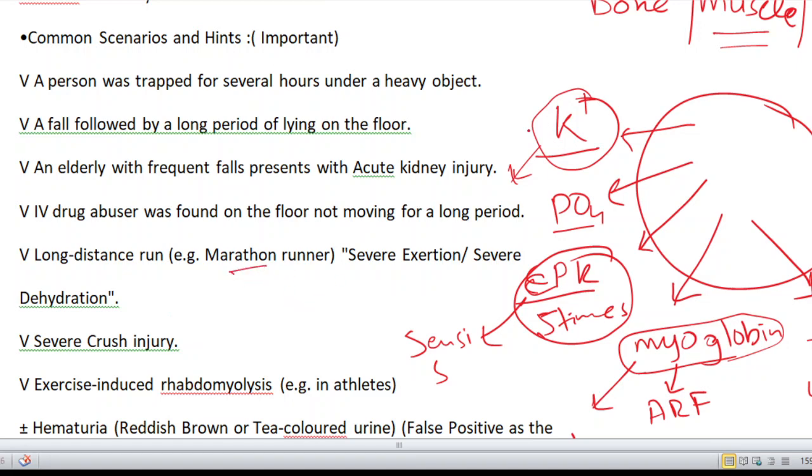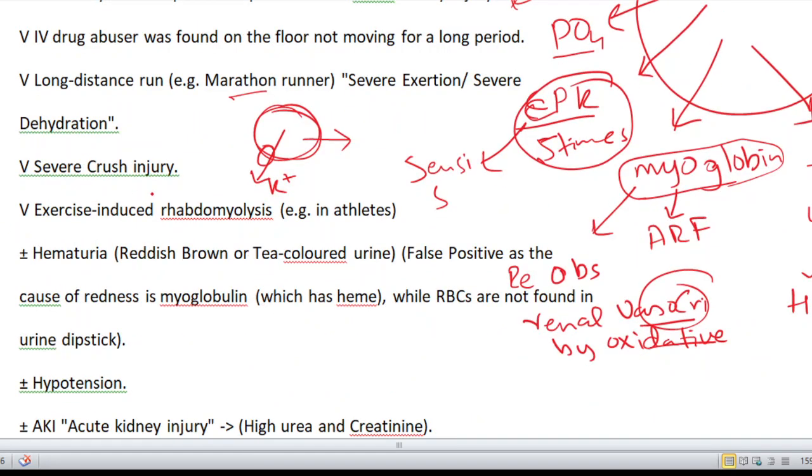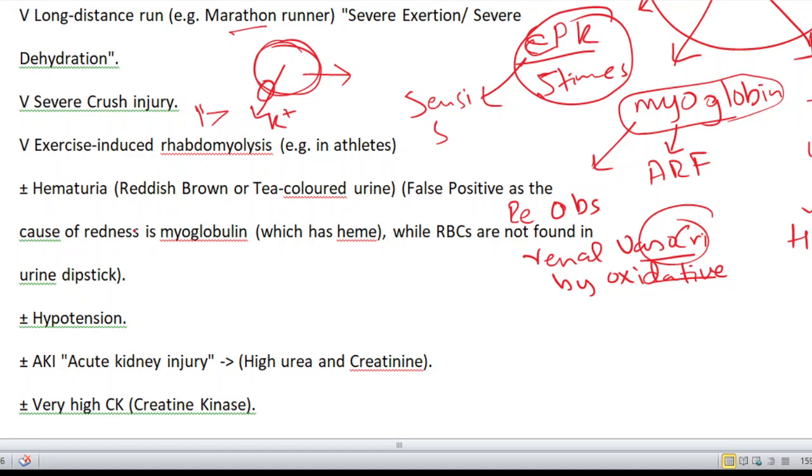During running, as it is an energy-requiring mechanism, so many channels are opened in your cells that potassium can also leak through the cells. And if you are having strenuous exercise which is damaging your muscle, you can have rhabdomyolysis. Severe crush injury, again the muscle is pushed against something. And exercise-induced rhabdomyolysis, then hematuria, red-brown urine, myoglobin.